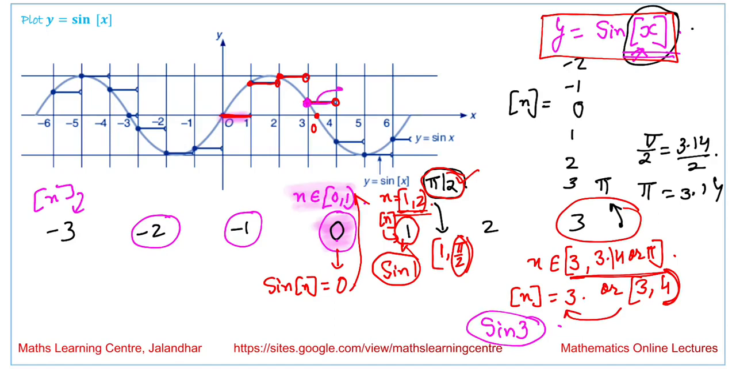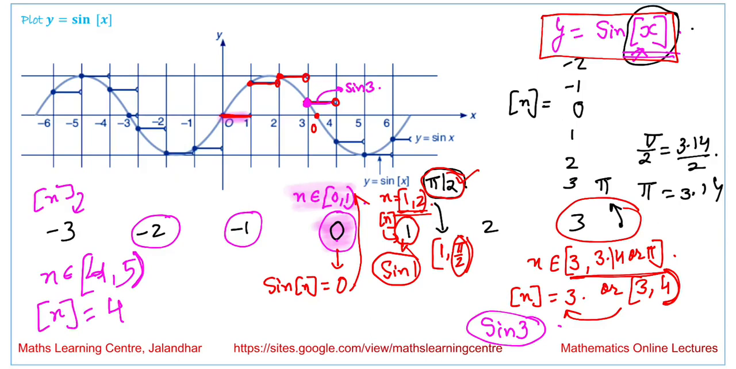Corresponding to 3, the value of the function is sine of 3. It is still positive. Next, when we are talking about the values lying between 4 and 5, if x belongs to the closed interval 4 and open interval 5, the greatest integer of x will be 4.